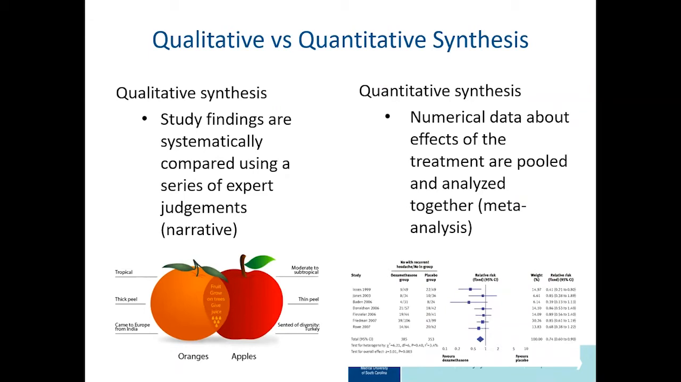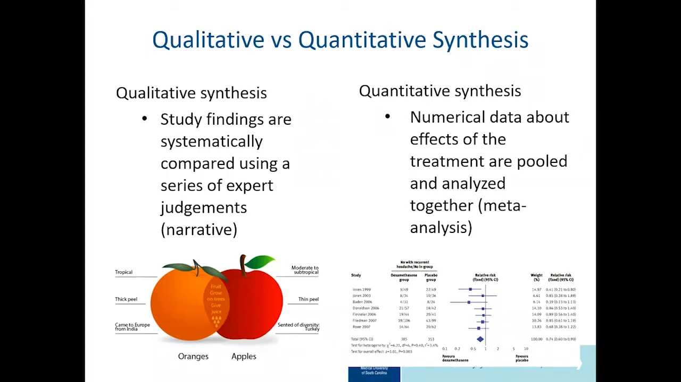So there are 2 types of synthesis included in systematic reviews. You have qualitative synthesis and you have quantitative synthesis. Qualitative synthesis includes comparing studies in a narrative format using a series of expert judgments. Similar to this Venn diagram that compares apples and oranges, qualitative synthesis focuses on both the similarities and the differences in the available studies on a specific topic.